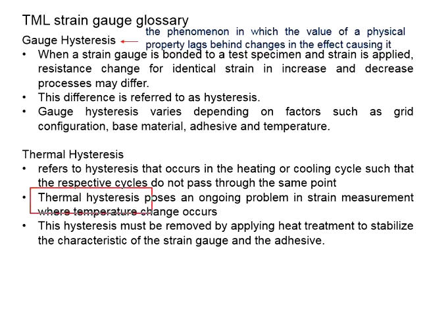Now, this temperature hysteresis poses an ongoing problem in strain measurements when temperature change occurs. If this happens, precautions will be required. You will need to remove this hysteresis by applying heat treatment to stabilize the characteristics of the strain gauge and the adhesive. I believe this is already highly specialized, and if your test specimen involves changes of temperature, then you have to be careful with this. This shouldn't be a problem for general applications.